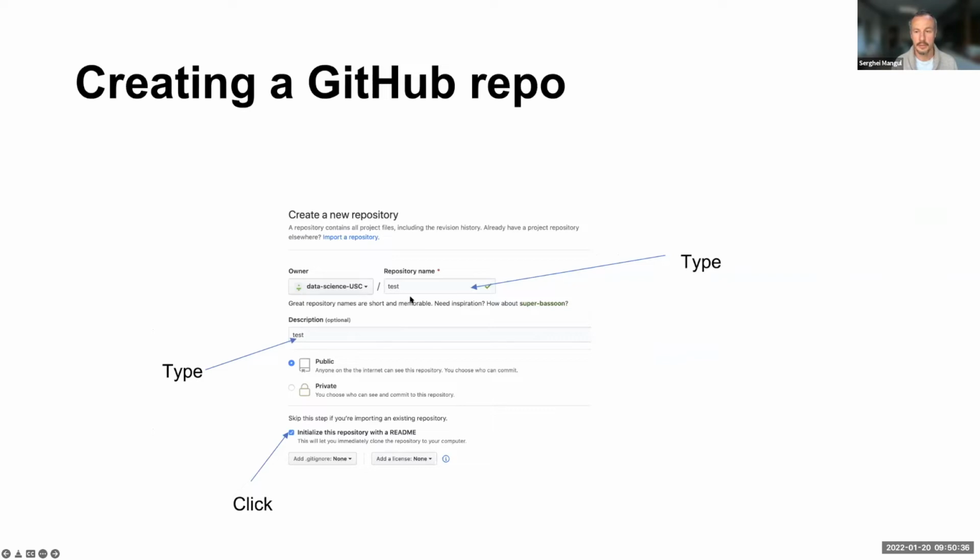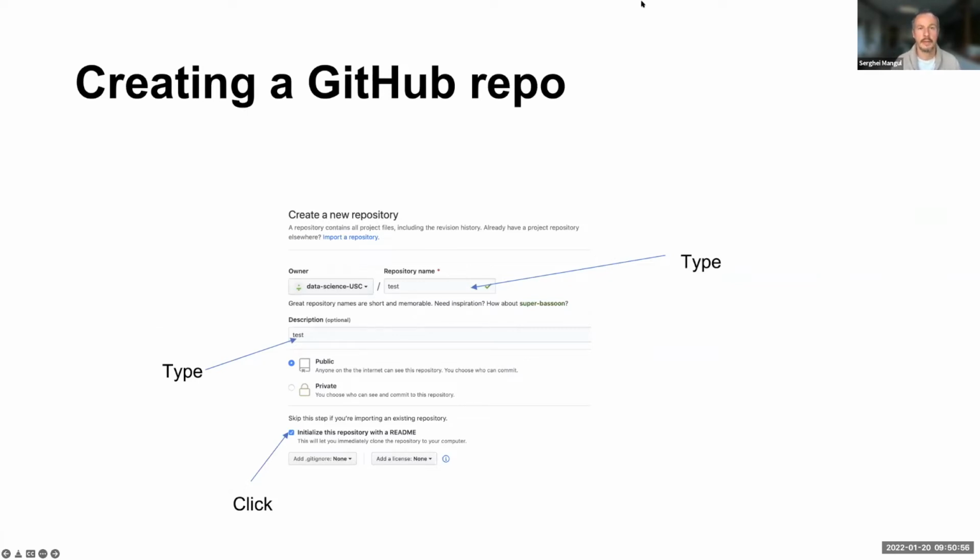Then you say name of the repository. Let's say you say test. You need to type here on your keyboard the name of your repository. Let's say it's test. Some description: this is repository doing this. Fine, you can do that.